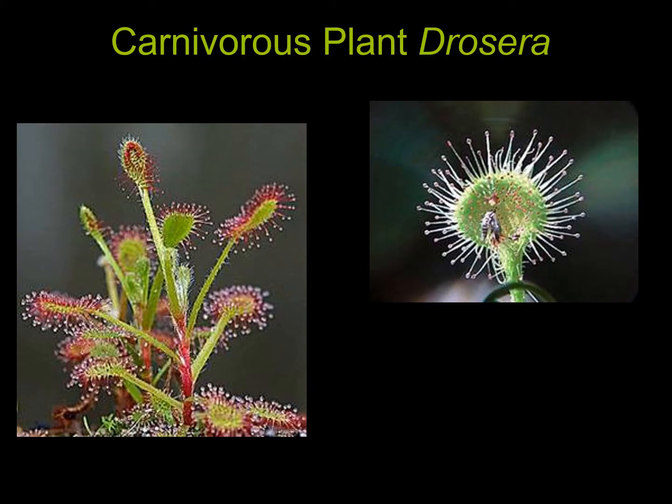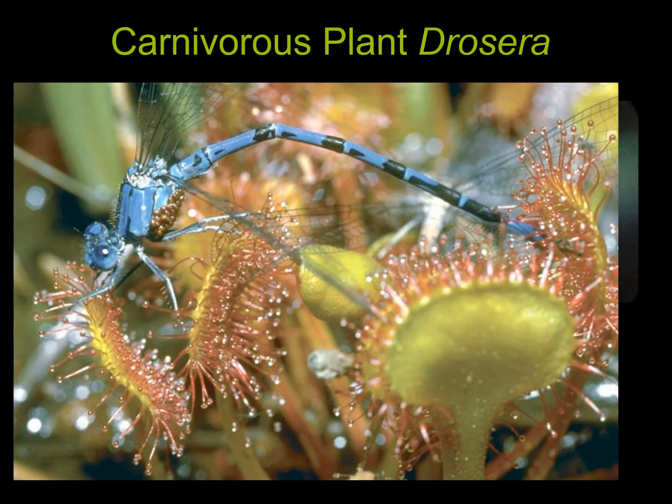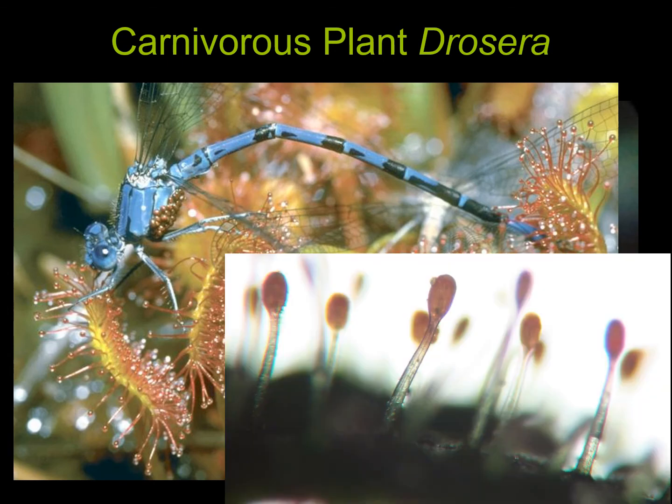So this is carnivorous plant Drosera. You can see a whole range of different structures that it can produce to capture insects and then digest them. And here's a Drosera that's been rather ambitious and managed to catch a dragonfly. And up close, you can see the hairs here that have a blob of digestive enzymes on the end.